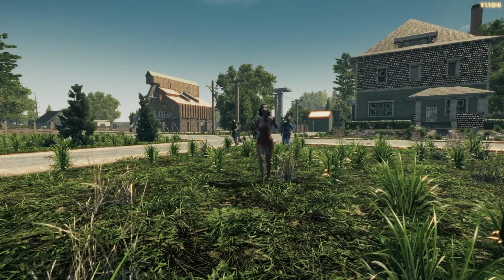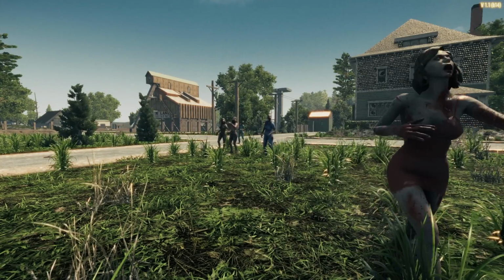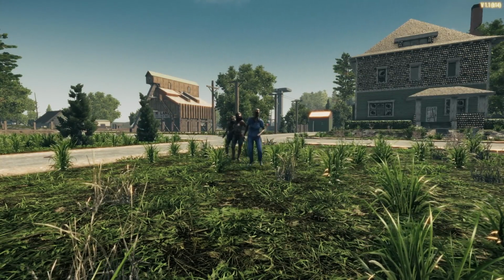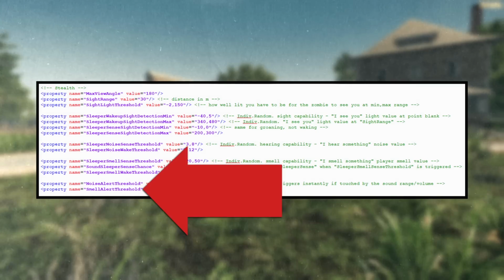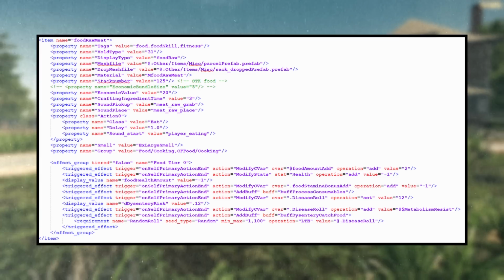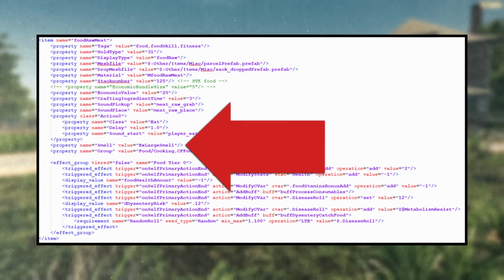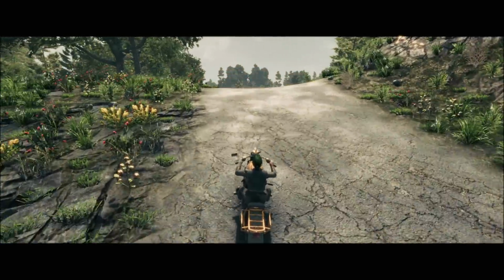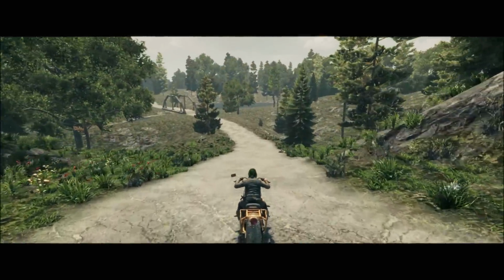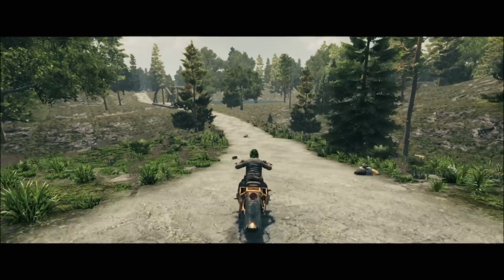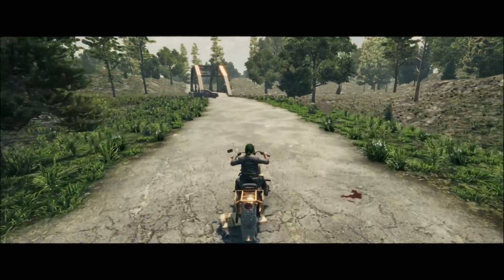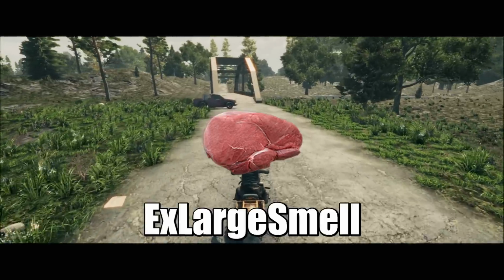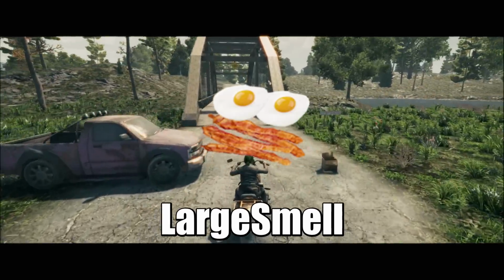Okay, so now let's talk about smell. Smell is apparently a thing, or was a thing, or is going to be a thing. I don't know. It's in the code, but it doesn't do anything. So you can see here, we have a smell alert threshold, and there are items that have an attribute on them for smelling. There are a couple different levels of smell. There's a small smell, medium smell, large smell, extra large smell, and then apparently a fart. There's also a test smell, but that says test smell, so I'm assuming that's never actually going to be a thing. There are only 2 foods with a smell attribute on them. There is the raw meat, which is an extra large, and bacon and eggs, which is large.